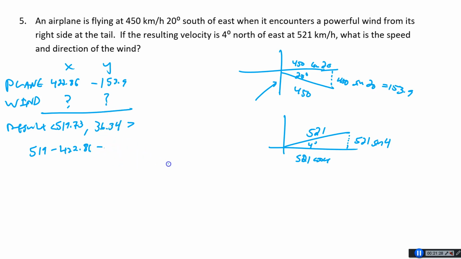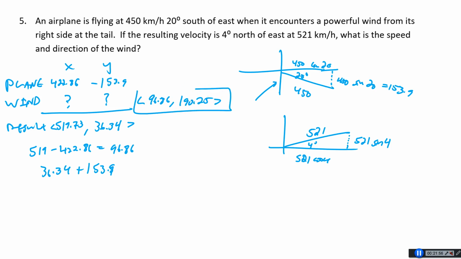And 519 minus 422.86 looks like that gives me 96.86. So that's going to be my x, so 96.86. And then for the y, it'll be 36.34, technically minus a negative. I'm going to write that as a positive, 153.9. And that gives me 190.25.